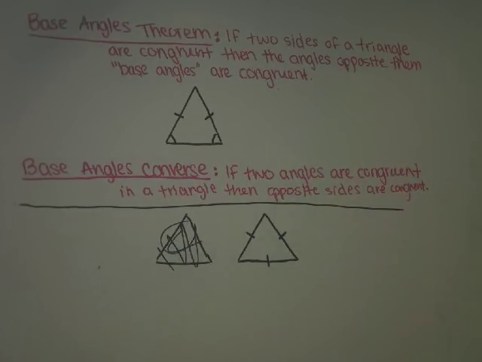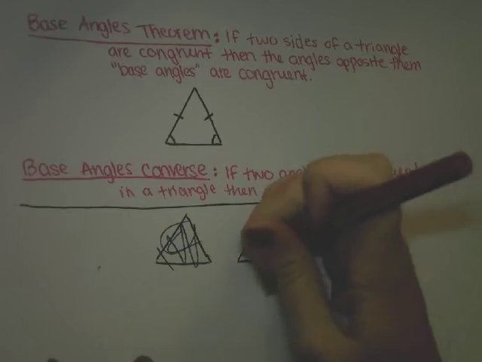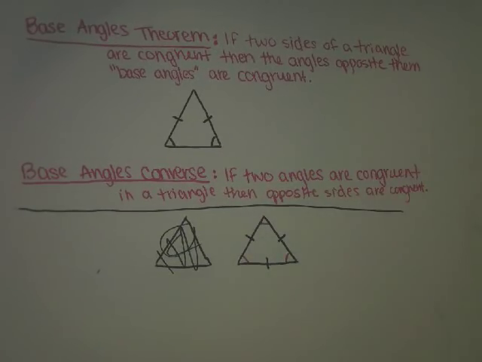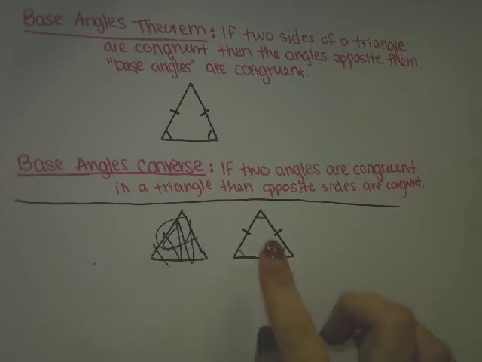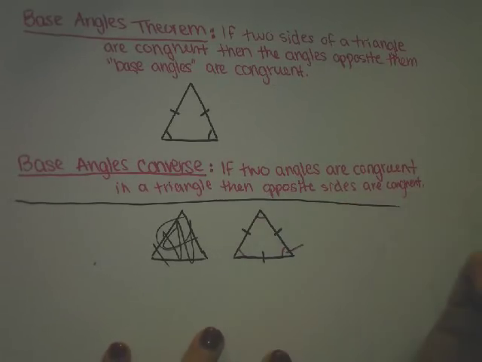So if I have a triangle where all three sides are congruent, I also know that all three angles will be congruent. So if you have an equilateral triangle, then it's also what we call equiangular. And if you have an equiangular triangle, then it's also equilateral. So if all sides are congruent, all angles are congruent. If all angles are congruent, all sides are congruent. The question is how big would one of these angles be?